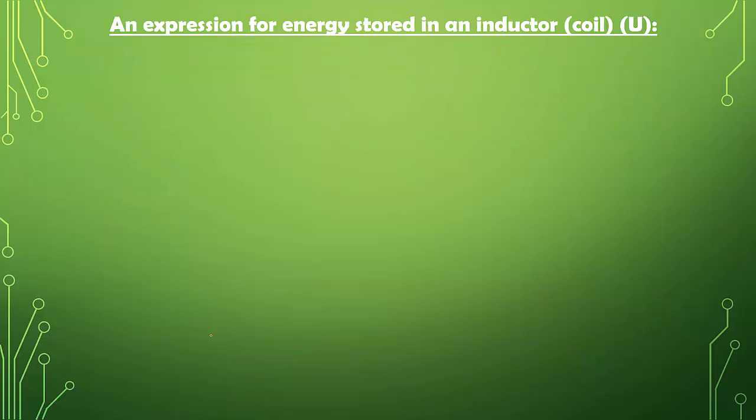Now let us derive one more expression, that is energy stored in an inductor or in the coil, which is denoted by U. An expression for energy stored in an inductor, denoted by U, and this derivation carries 3 marks in your annual examination. So first we have to know what is an inductor.